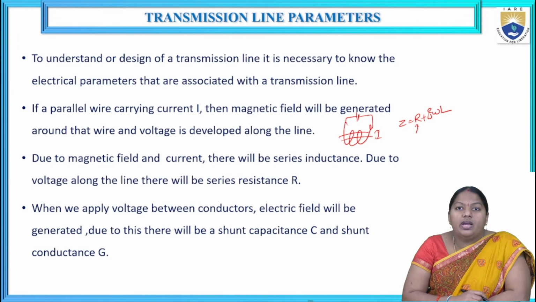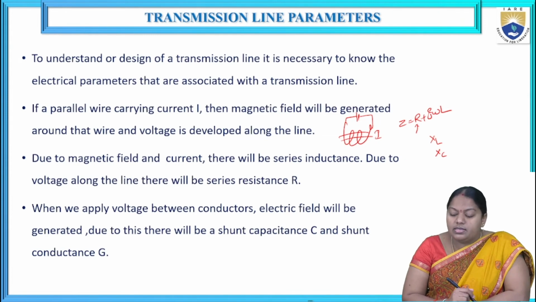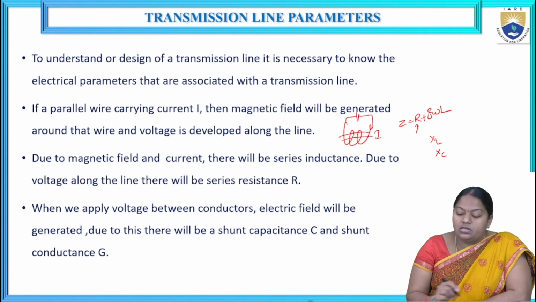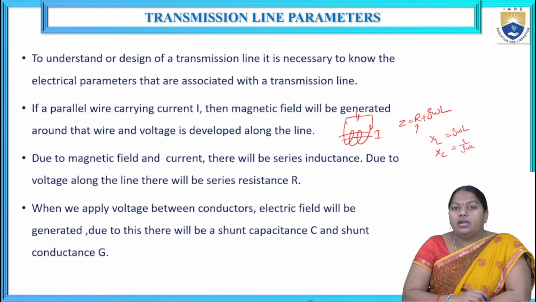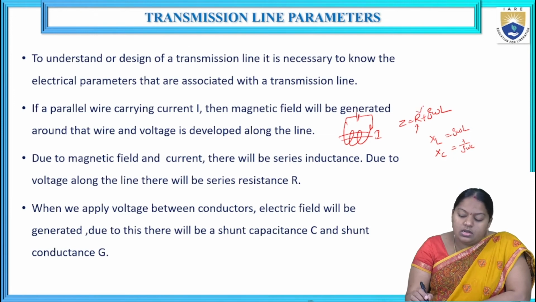Basically, there are two reactive elements. One is inductive reactance, XL, and the other is capacitive reactance, represented with XC. XL is represented with j omega L and XC is 1 by j omega C. Depending upon that, resistance R and inductance L are connected in series, so the equivalent impedance can be written as Z is equal to R plus j omega L.